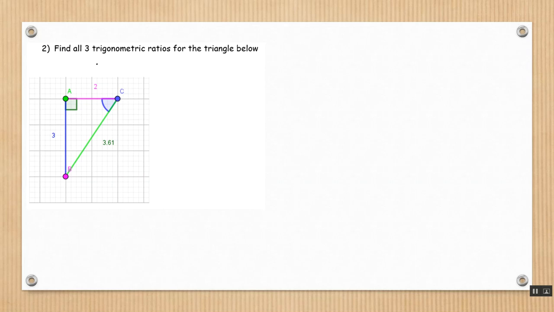Question 2, we have to find the 3 trig ratios again. You'll notice that we have 2 and 3, and this time the hypotenuse is a decimal. So we can actually find this value using Pythagoras' theorem. 2 squared plus 3 squared equals this number squared. So we do get decimals or exact numbers or surds, which we'll talk about later.